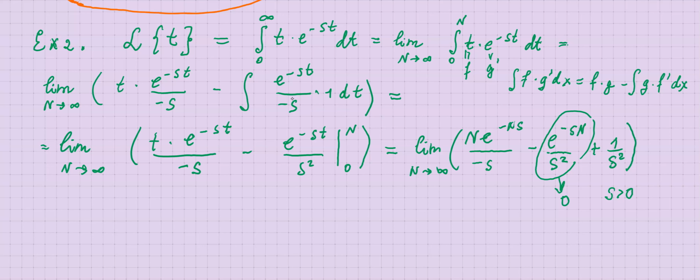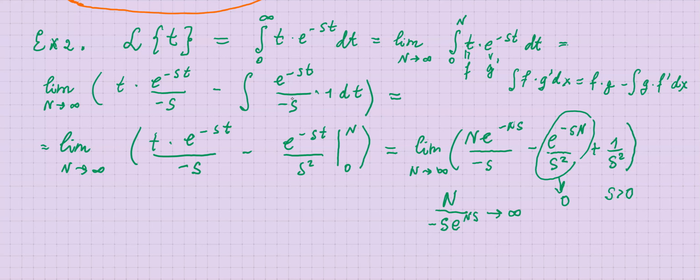You probably remember something we call L'Hopital's rule, but I don't want to use it here. What I'm going to do is write this expression as n over e to the power of ns, putting the exponential in the denominator. Exponential function grows faster than any polynomial, and this one is linear. So this limit goes to 0 too.